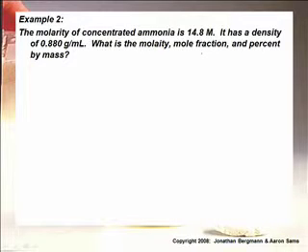Okay. Let's do another one because these can get kind of confusing. The molarity of concentrated ammonia is 14.8 molar. Given a density, what is the molality, the mole fraction, and the percent by mass? It's a similar one, but when they start at molarity, it gets kind of tricky. So when we do molarity, that means it's ammonia. Now, what is ammonia? That's NH3. Remember that, guys. So 14.8.